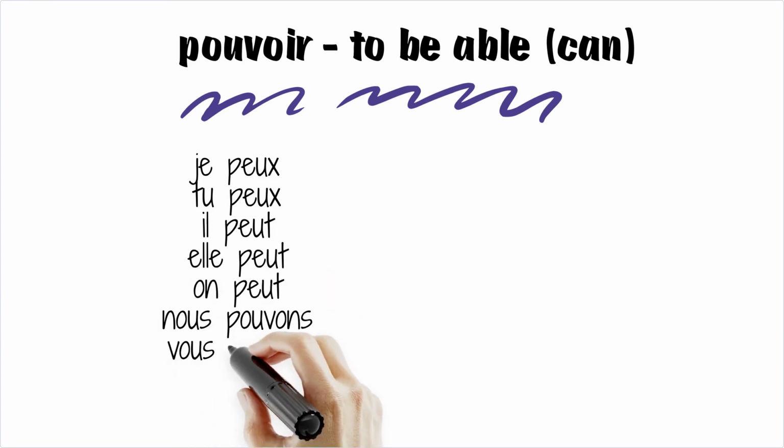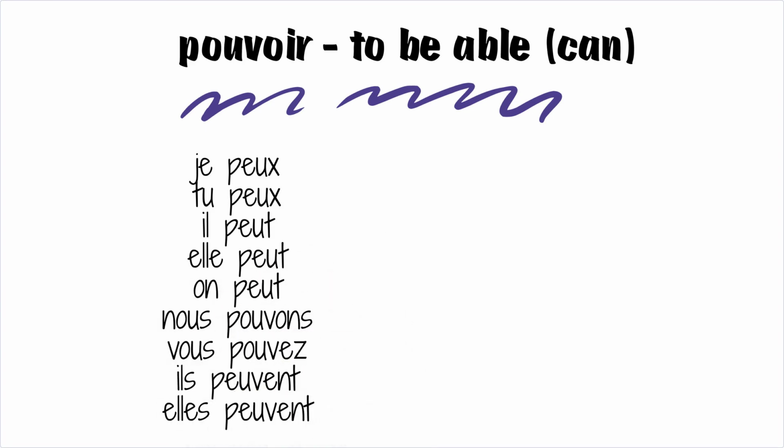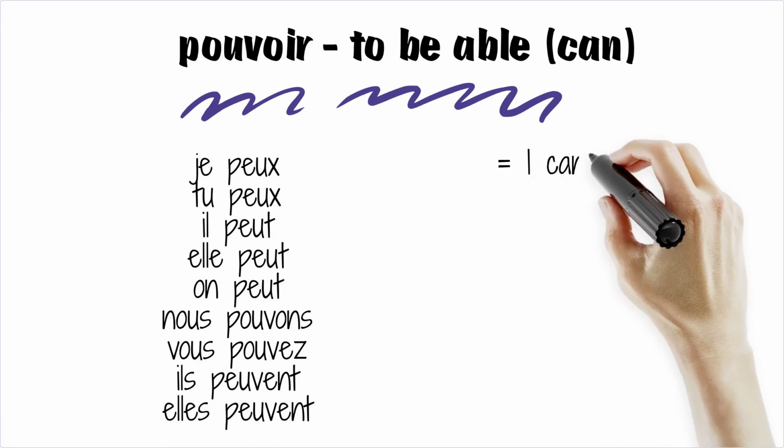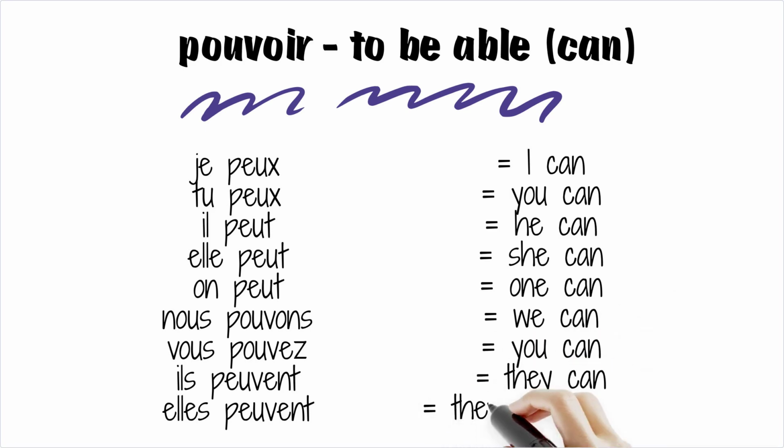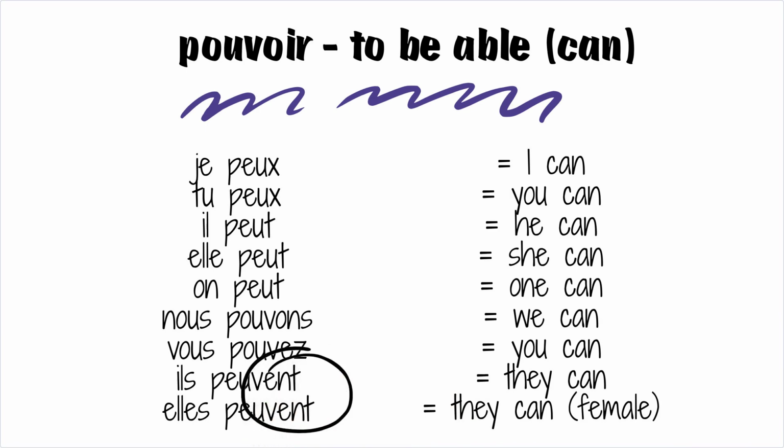We conjugate it as follows. Je peux, tu peux, il peut, elle peut, on peut, nous pouvons, vous pouvez, ils peuvent, elles peuvent. I can, you can, he can, she can, one can, we can, you can, they can, they can. And again, remembering we don't pronounce the ENT on ils peuvent, elles peuvent.